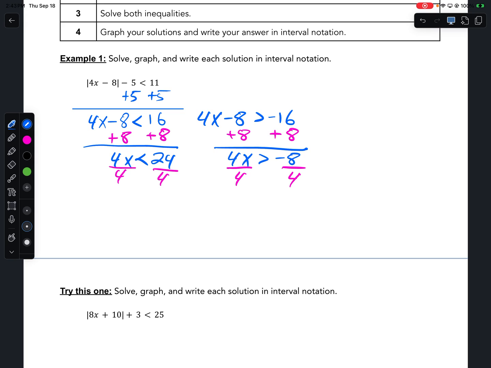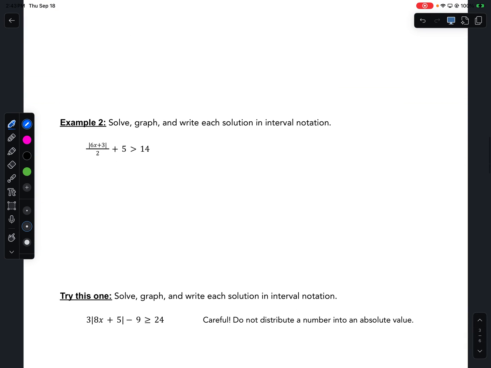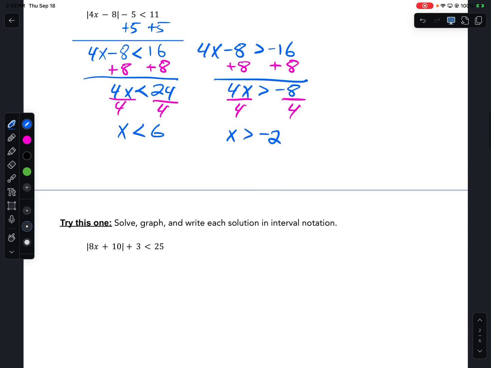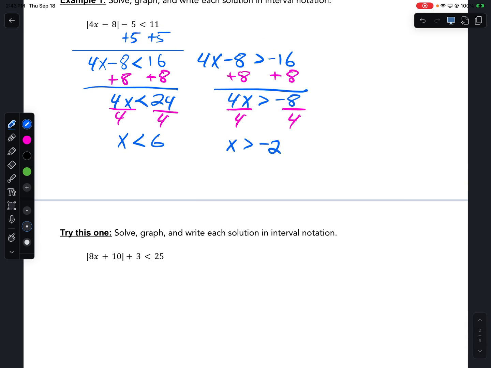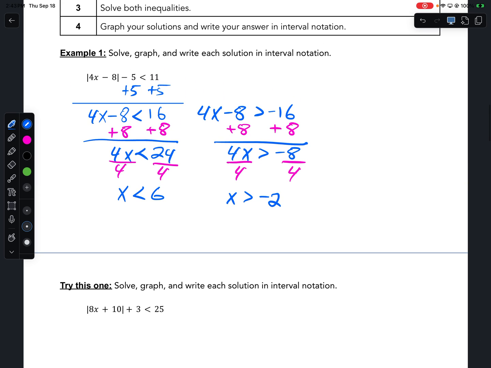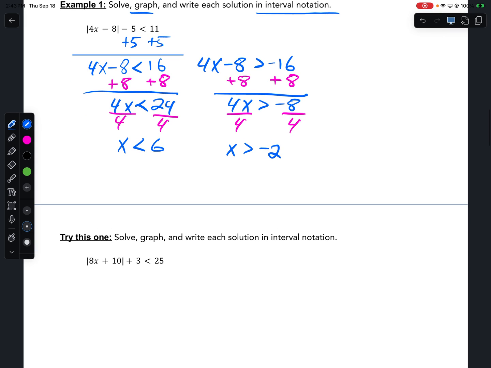So the only irritating part about this is sometimes you have to check for extraneous solutions. Do you know what that means? You have to take your answer and plug it back into the original equation and see if you get a true statement, then it works. But actually, with the inequalities, you won't have to do it. With the equal sign, you will. So now it says solve, graph, and write in interval notation. So we're going to graph it next.